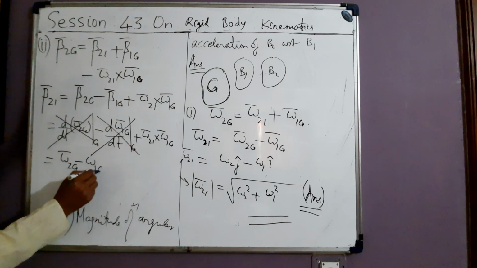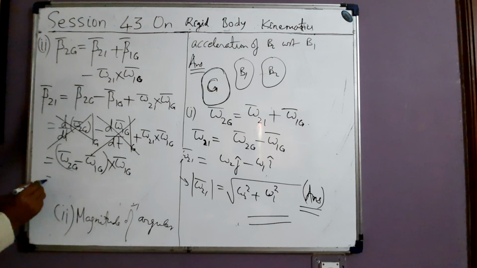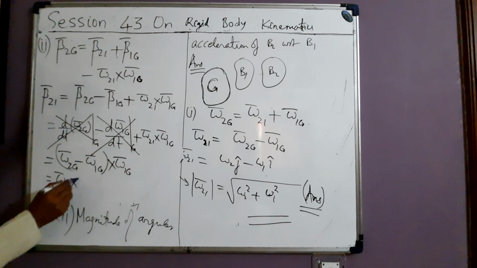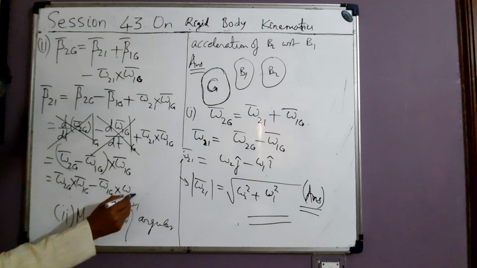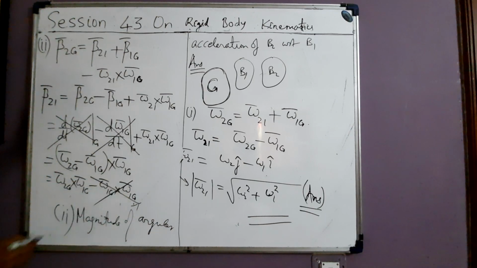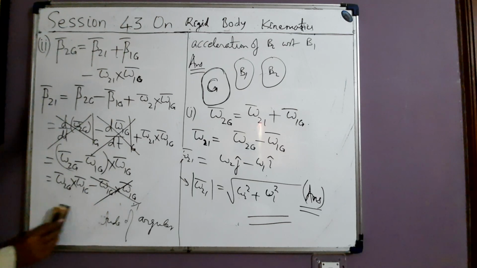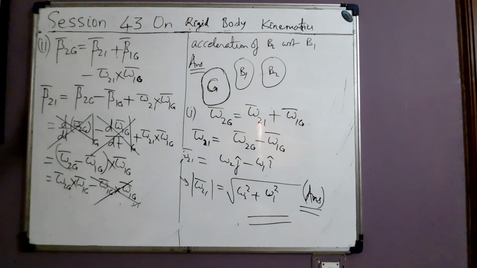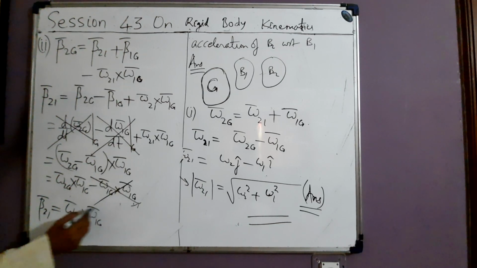Omega 2g minus omega 1g cross omega 1g. So this becomes omega 2g cross omega 1g minus omega 1g cross omega 1g. This term drops out from the property of the cross product. So beta 21, the angular acceleration of body 2 with respect to body 1, is omega 2g cross omega 1g.